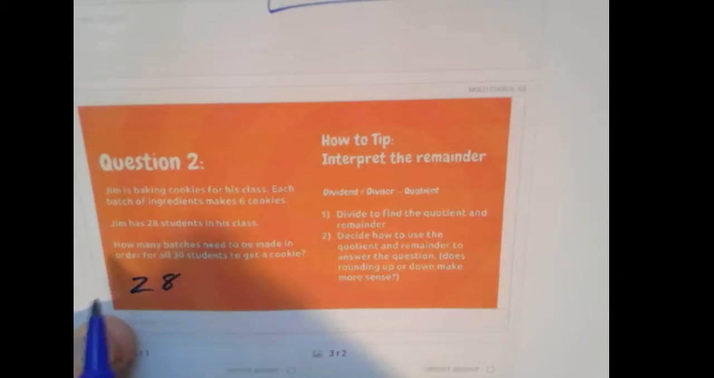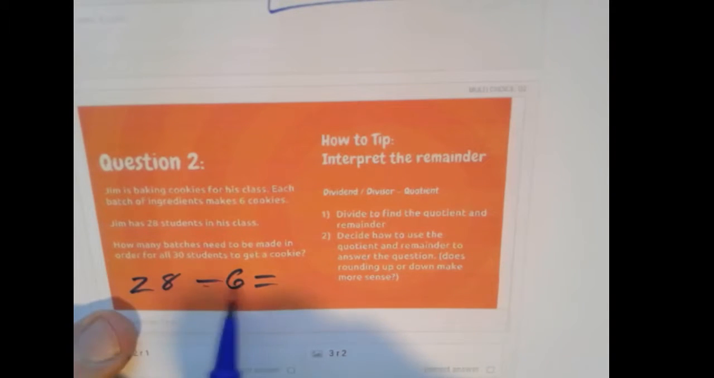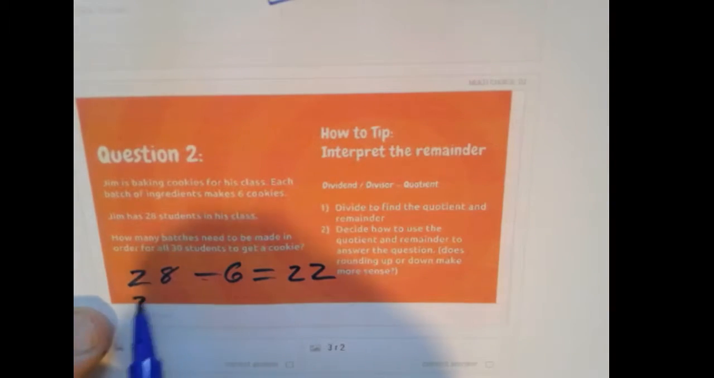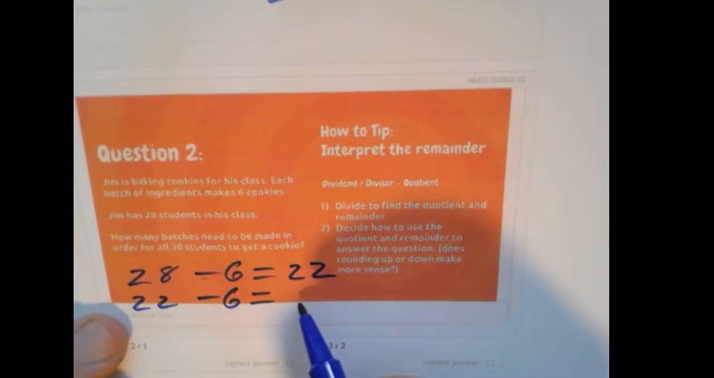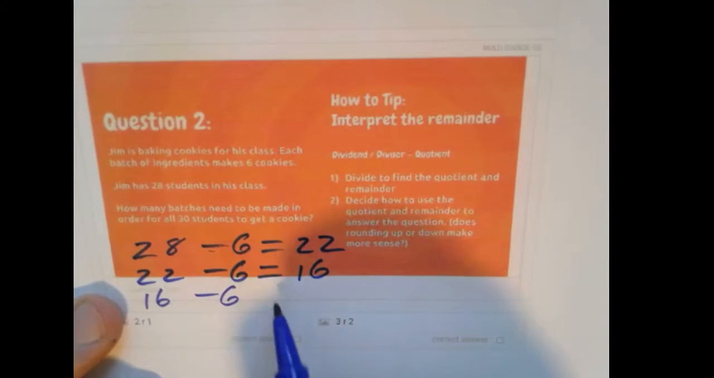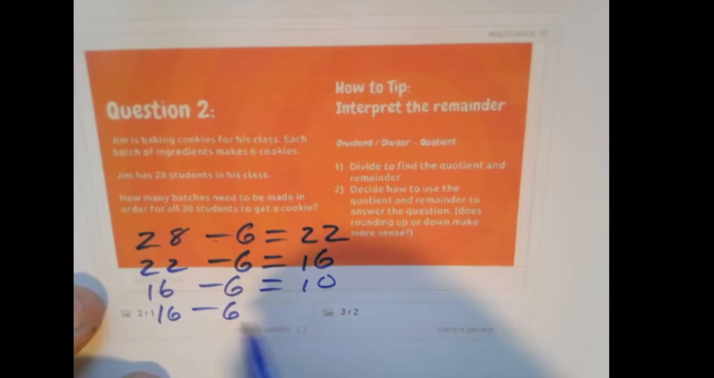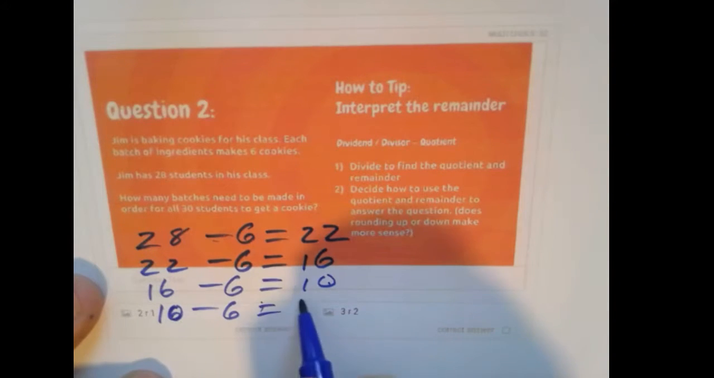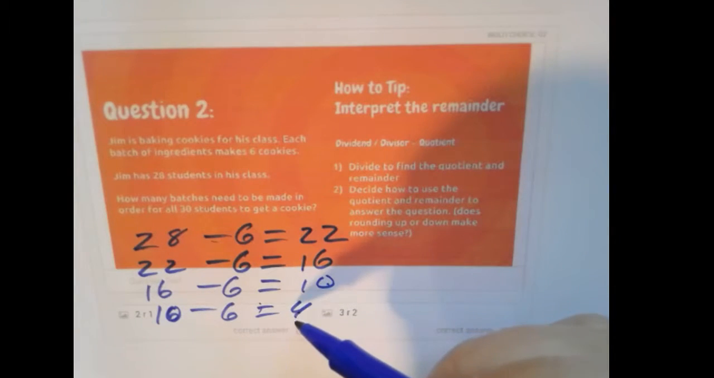So we have 28 that we need to get cookies for. After the first batch, how many students are left without cookies? 28 take away 6 would be 22. Okay, now 22. Take away another batch of 6 cookies in the second batch. So now there would be 16 without cookies. Okay, 16. Take away another batch. Sorry, 10. Take away another batch of 6 would be 4 students left without cookies.